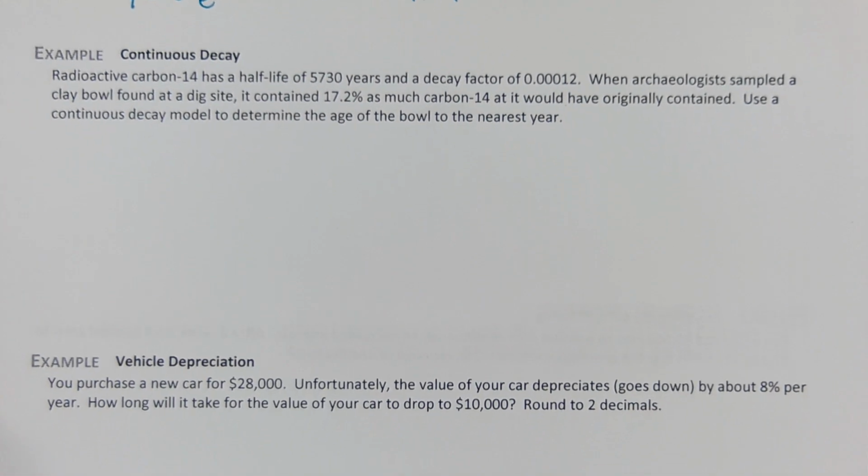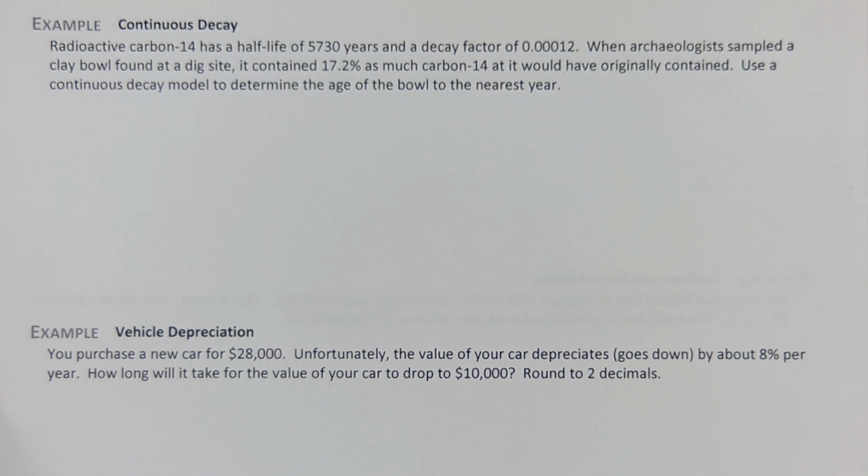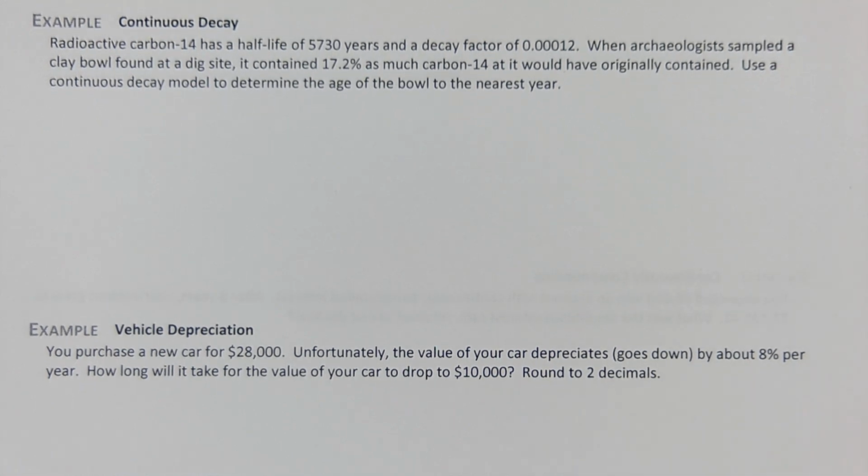Alrighty. Let's do another continuous decay because clearly that spooked some people. Radioactive carbon-14, our good old buddy carbon-14, has a half-life of 5,730 years and a known decay factor of 0.00012. Remember that bowl from our archaeological dig site the other day? When archaeologists sampled a clay bowl found at a dig site, it contained 17.2% as much carbon-14 as it would have originally contained. We want to use a continuous decay model to determine the age of the bowl to the nearest year.